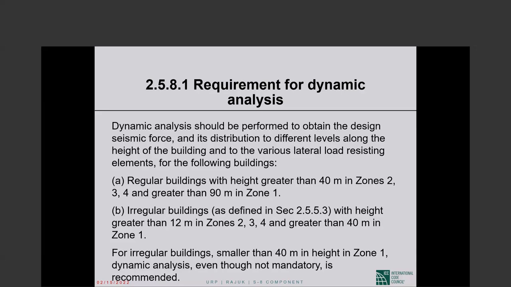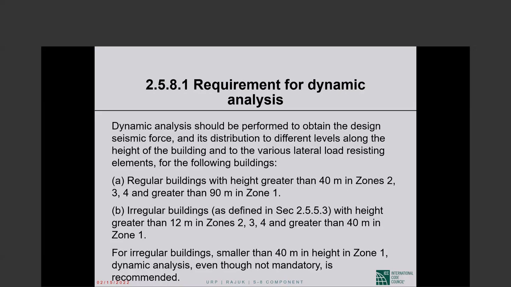Something I do want to mention just for you to know: what we have gone through so far in the last few minutes already tells you that BMBC has a lot more faith in dynamic analysis, modal response spectrum analysis, than in equivalent lateral force procedure. Equivalent lateral force procedure is allowed only under pretty significant restrictions.